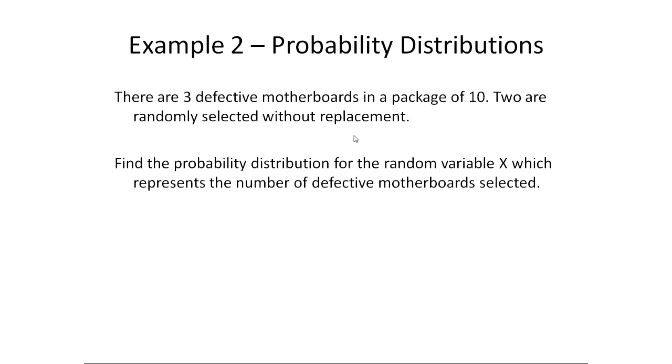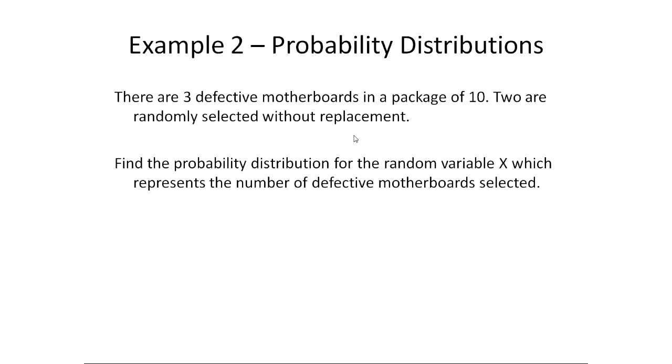Hello, this is Jeremy, and in this video I'm going to talk about how to find a probability distribution given a probability experiment. In this particular experiment we're told we have 3 defective motherboards in a package of 10. We're going to pick 2 motherboards without replacement, and our random variable is counting the number of defective motherboards.